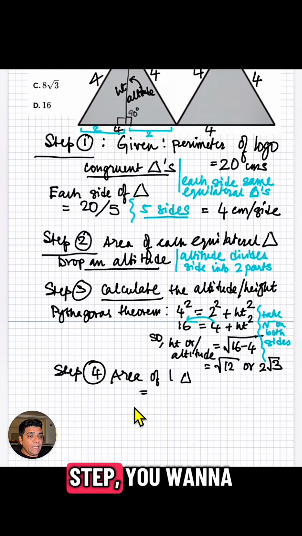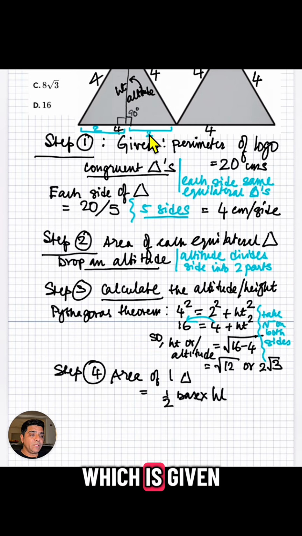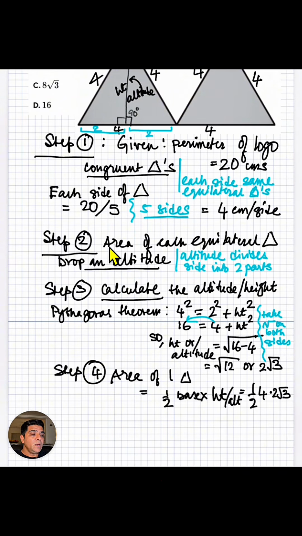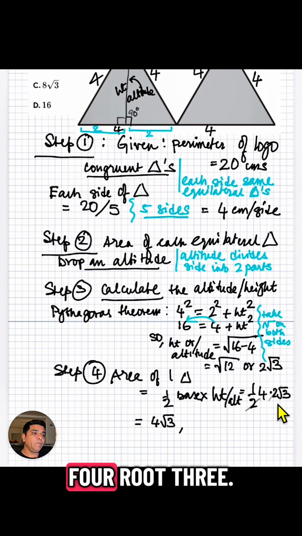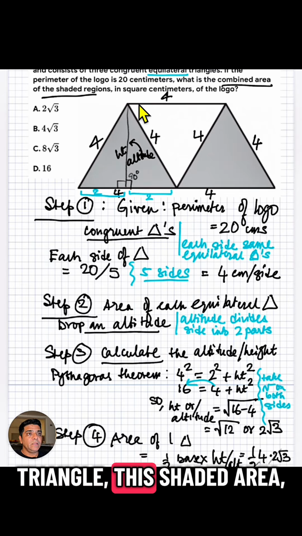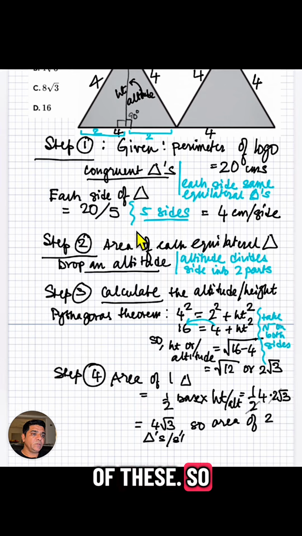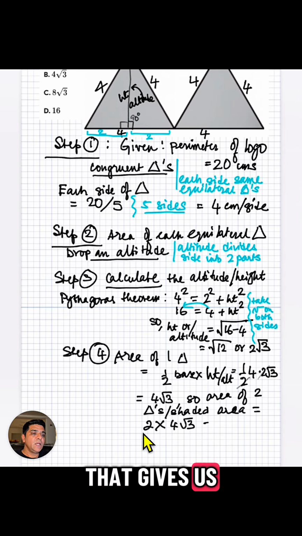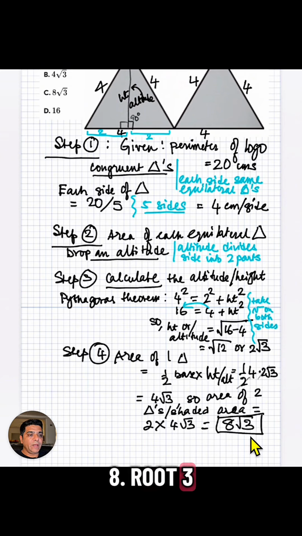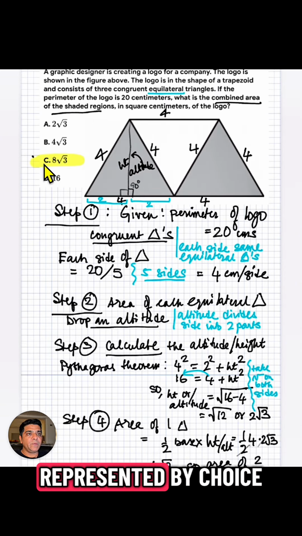So the next step, we want to calculate the area of one triangle, which is given by half base times height. So the base, we know, is 4. And the height, we just calculated the altitude to be 2 root 3. So go ahead and cancel the 2. So you have 4 root 3 for a single triangle, this shaded area. We need 2 of these. So let's go ahead and multiply that. 4 root 3 with 2. So that gives us 2 times 4 root 3, which is 8 root 3, our final answer, and it is represented by choice C here.